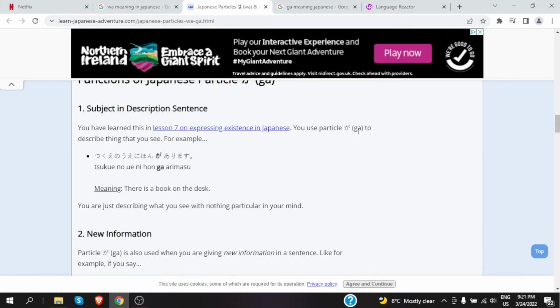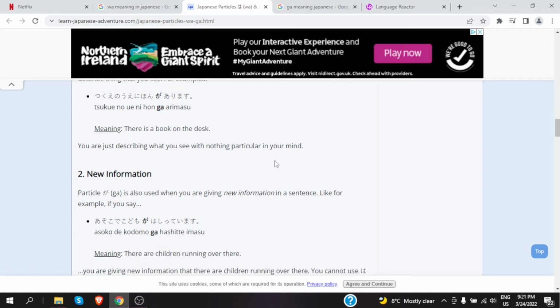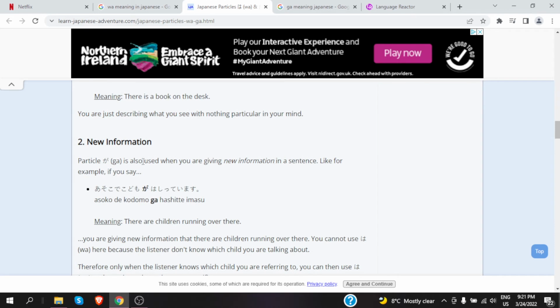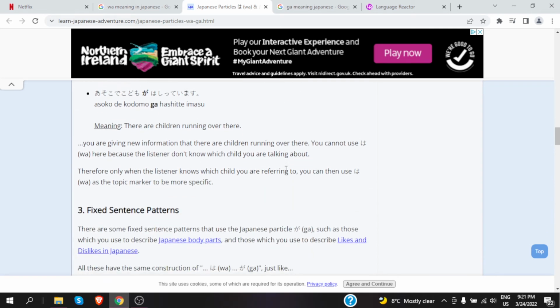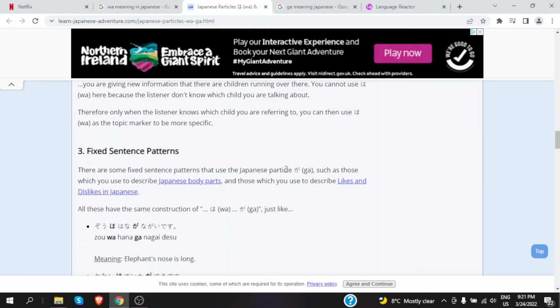Okay, when to use ga. There is a book. Sometimes there's not a book, but now there is a book. You're just describing what you see with nothing particular in your mind. Ga is also used when you're giving new information. So I'm slowly starting to see a difference between wa and ga.